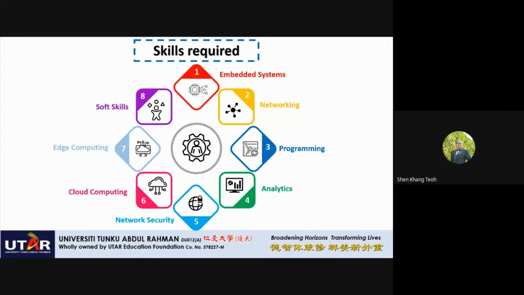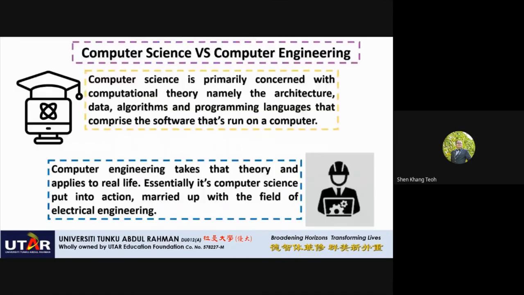Okay, so this is the end of this part. I already introduced what the Raspberry Pi is, what the Internet of Things is, and also took you through the video. Let me take this opportunity to help you differentiate between the computer science and computer engineering programs. Computer science is primarily concerned with computational theory, namely the architecture, data, algorithms, and programming languages that comprise the software that runs on the computer. Computer scientists focus on things like code, algorithms, artificial intelligence, database design, and software design. A computer scientist will code the instructions, protocols, and operating systems that run on top of the hardware.